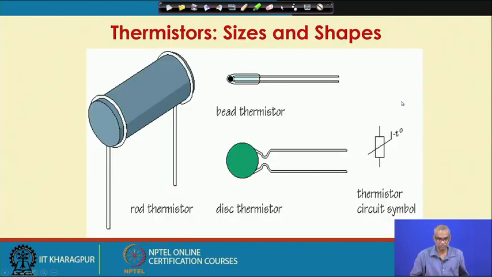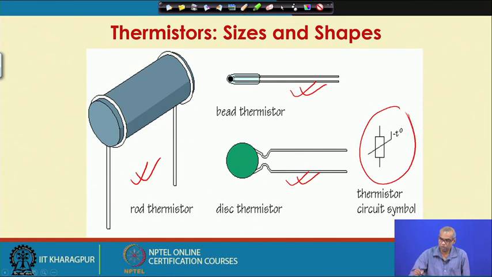So, this shows various sizes and shapes of thermistors. So, rod type, disc type and bead type. We have seen this is the symbol for thermistor, and as it is minus T degree. So, this is a NTC.